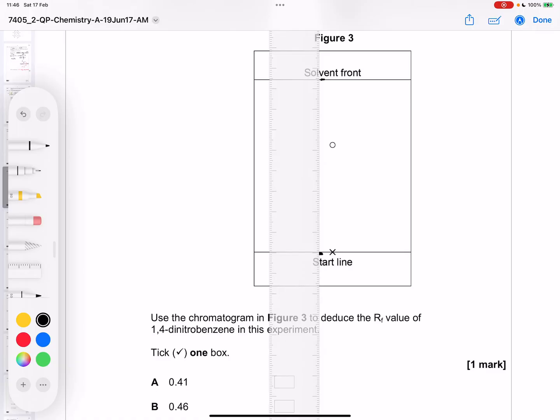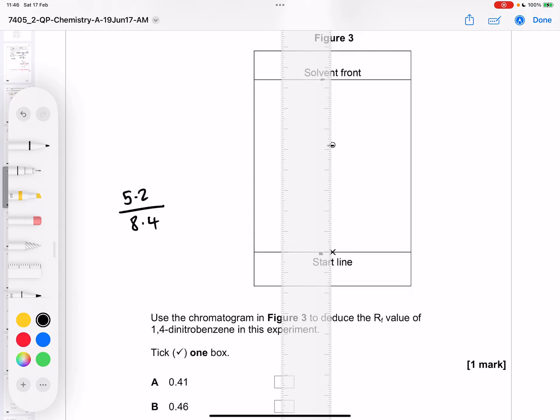So on my ruler, that's 8.4. Now, then you want to measure from the start line to the spot. So I'm just going to move my ruler over slightly. And on that, it's 5.2.